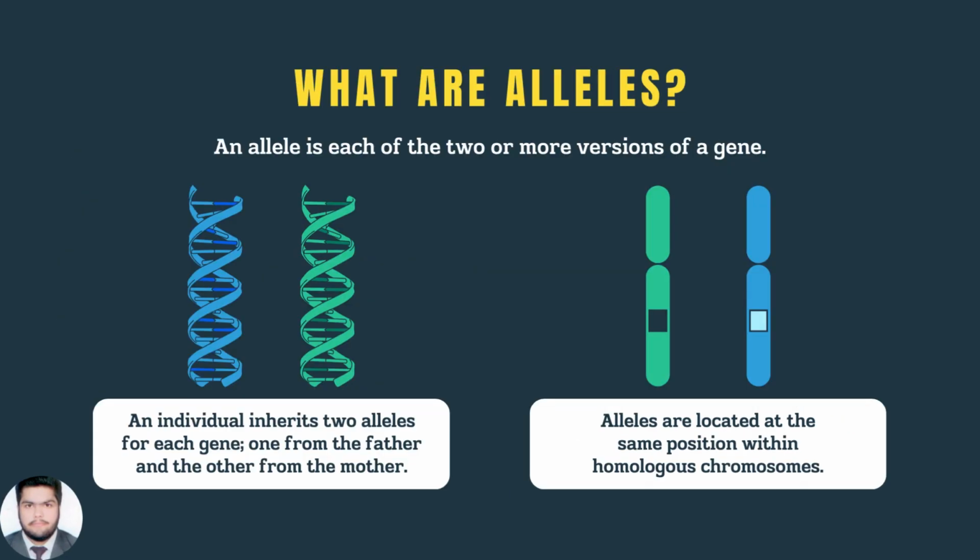Point 4. What are alleles? An allele is each of the two or more variants of a gene. An individual inherits two alleles for each gene, one from the father and the other from the mother. Alleles are located at the same position within homologous chromosomes.